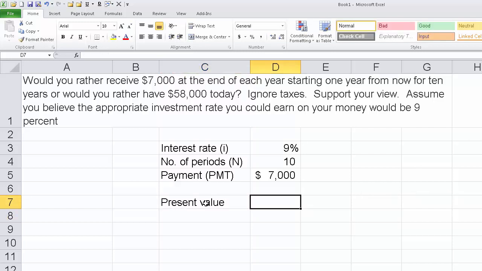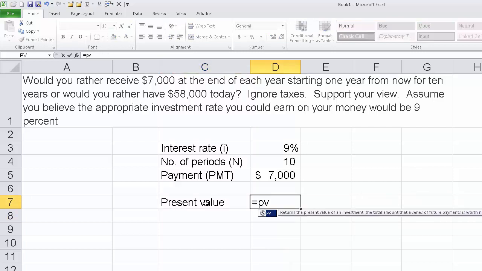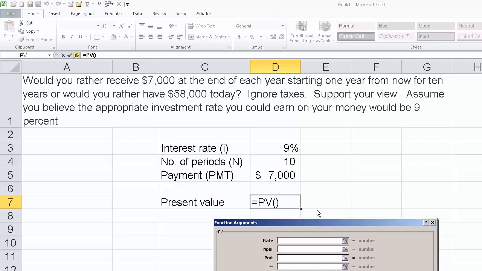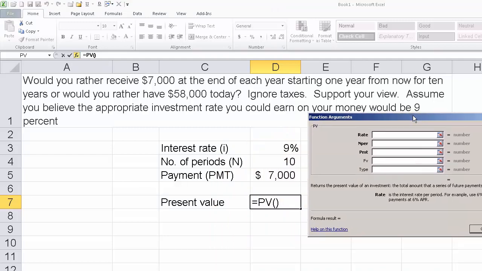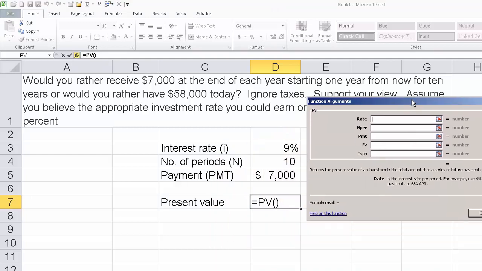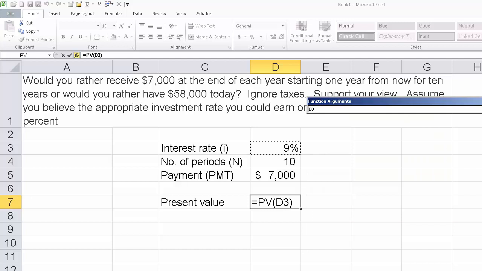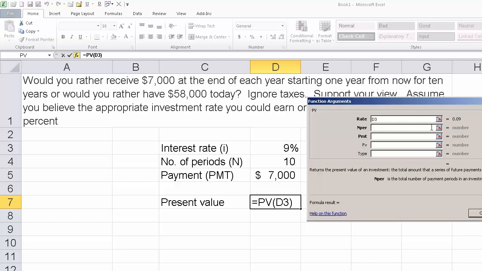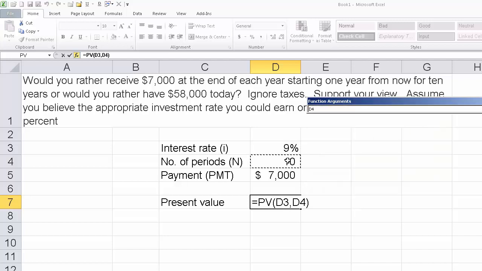And the way I like to do that is I go equal PV, hit the left parenthesis, then I come up here to the insert function button, which brings up this little pop-up screen. Okay, and then that gives us an audit trail and some explanation of what everything means. We need to put in the rate, it's 9%. The number of periods is given in cell D4, 10 periods.